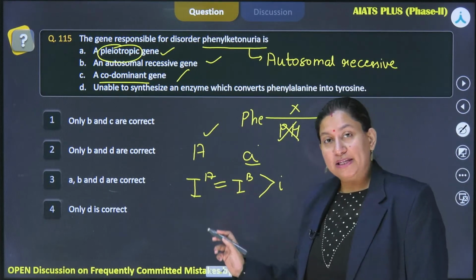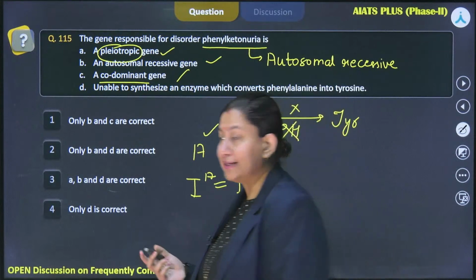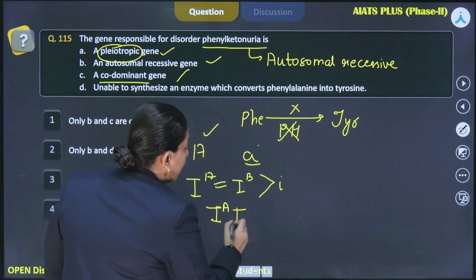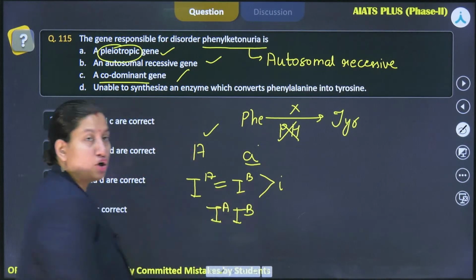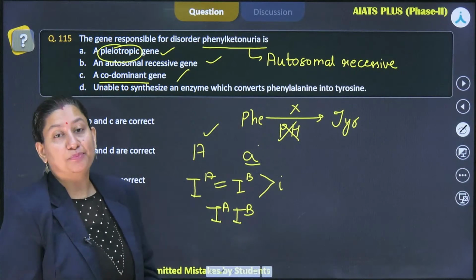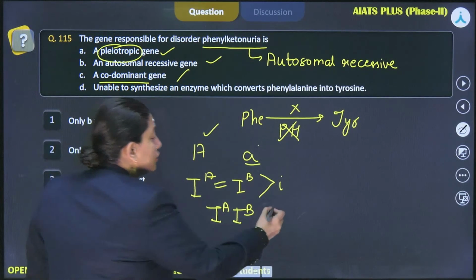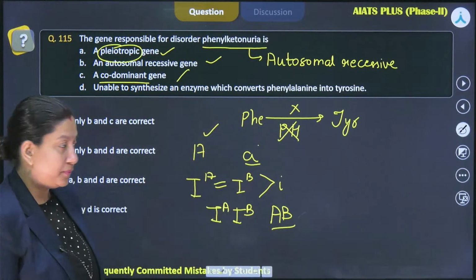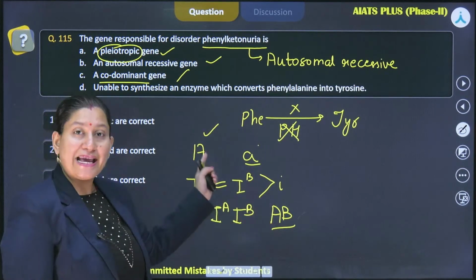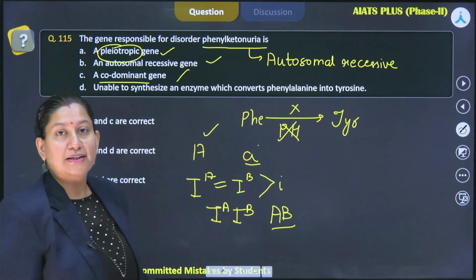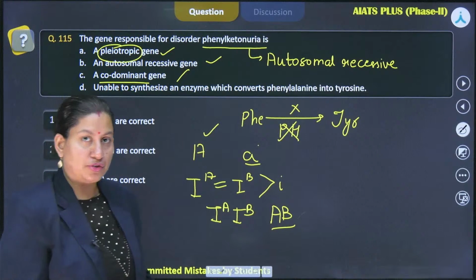So what does this mean? It means that in case the genotype is IAIB, carrying both these dominant alleles, both of them will express themselves, right? So the phenotype we are going to get will be the AB blood group, right? Unlike the law of dominance, which says that there will be only two, and one of them is going to express itself in all the conditions, right?